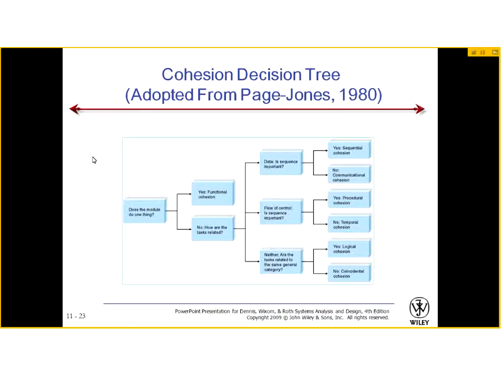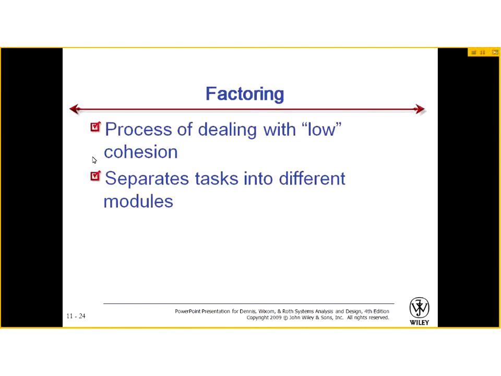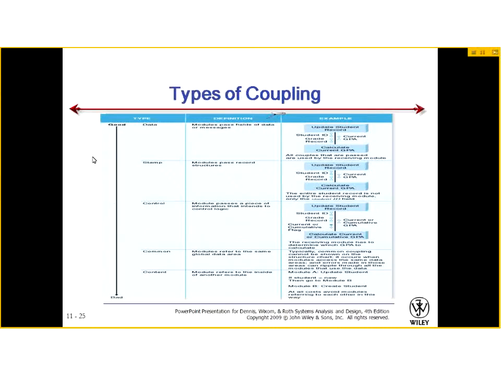If the sequence is important for flow of control, then it is procedural cohesion, and if it is not, it is temporal cohesion. If they are not related, then they may have logical cohesion or coincidental cohesion. Then the processes with this low cohesion are dealt with a technique which is the factoring technique.